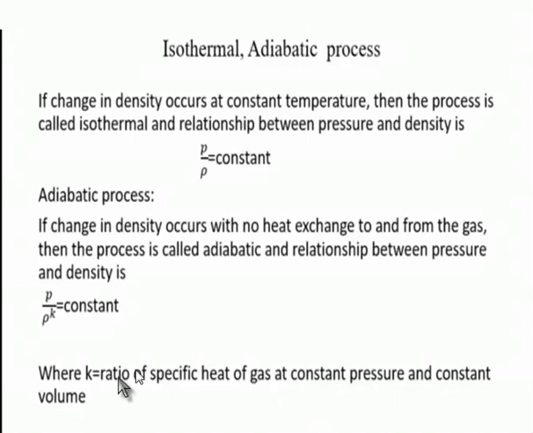to the constant volume. That is, this K is nothing but Cp by Cv. Constant pressure, that is Cp, divided by constant volume, that is Cv. K is equal to the ratio of specific heat of the gas at constant pressure and constant volume, that is K is equal to Cp by Cv. These two processes, adiabatic and isothermal, you should know about.